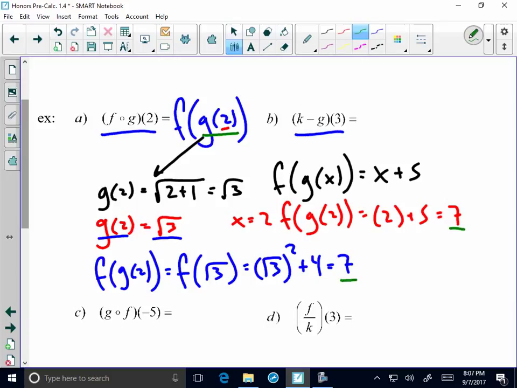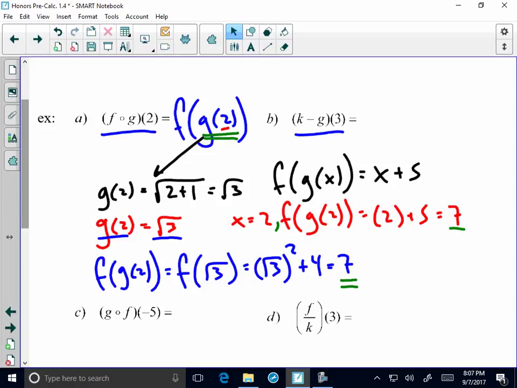I kind of think that it's easier to evaluate the input for the inside function first and then plug that output into the outside function to get the number in the end. If you've already got the composition, that's obviously pretty easy, but you guys can choose how you want to go about that. So let's go ahead and sort of condense this work.